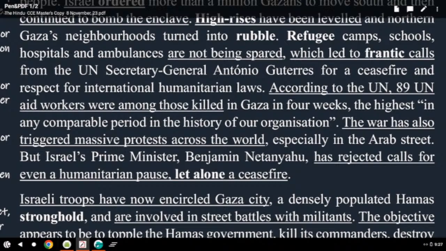Very unfortunate. Which led to frantic calls, because they're not sparing all these. What is the actual verb here? Lead. Past form, led. Which led to frantic calls. You're anxious, you're worried, you're nervous, then you make a frantic call. Led to frantic calls from the UN Secretary General, Antonio Guterres, for a ceasefire and respect for international humanitarian laws.